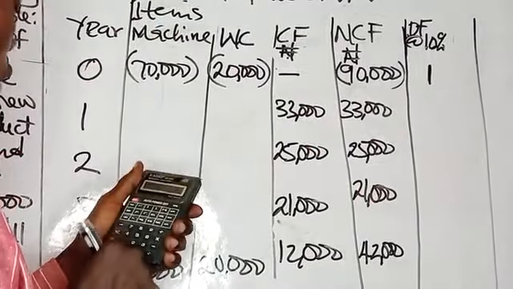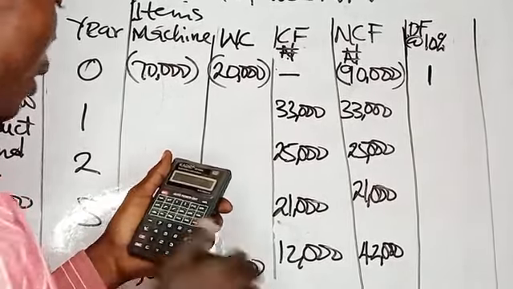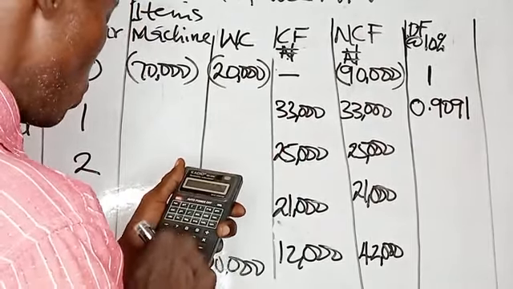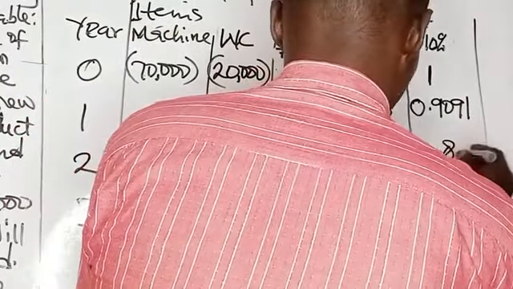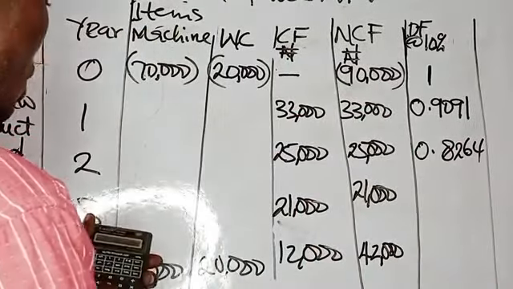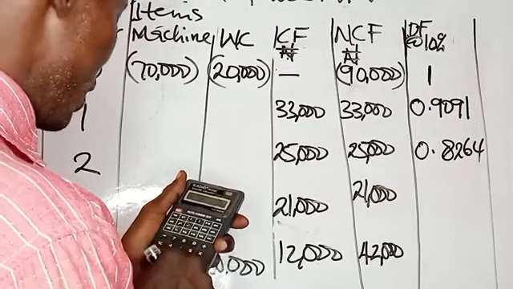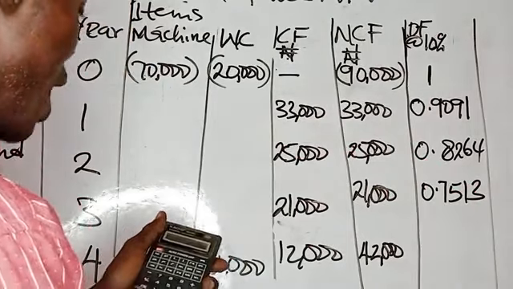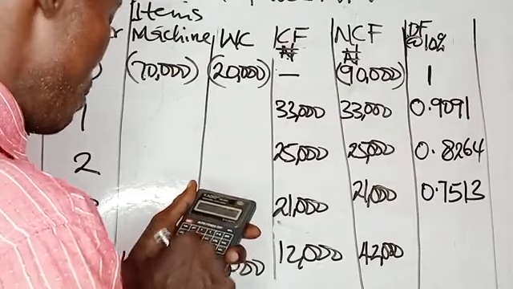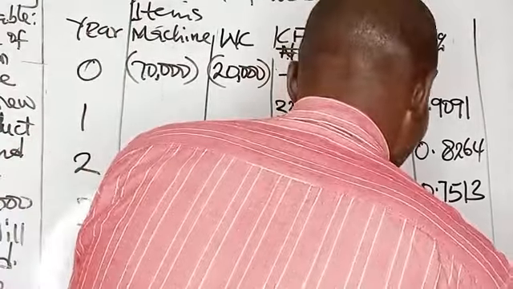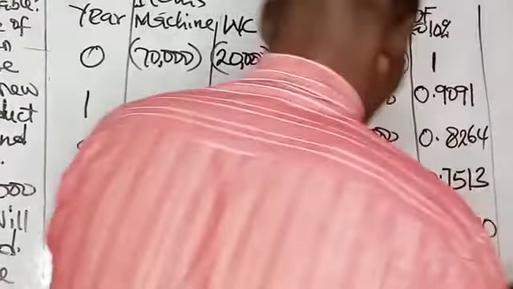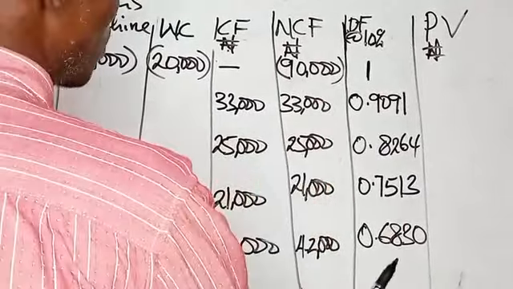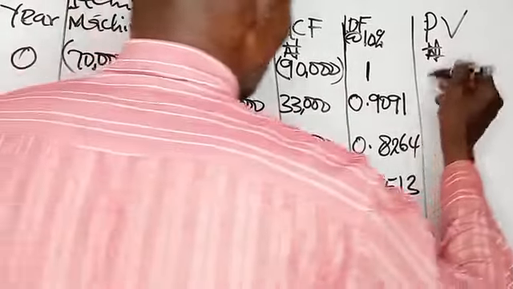For year 1, we have 1.1 raised to power minus 1, that gives us 0.9091. For year 2, 1.1 raised to power minus 2 gives us 0.8264. For year 3, 1.1 raised to power minus 3 gives us 0.7513. For year 4, 1.1 raised to power minus 4 gives us 0.6830. Now we calculate the present value. The present value will be your net cash flows times the discount factor. Therefore, minus 90,000 times 1, so you still have minus 90,000.